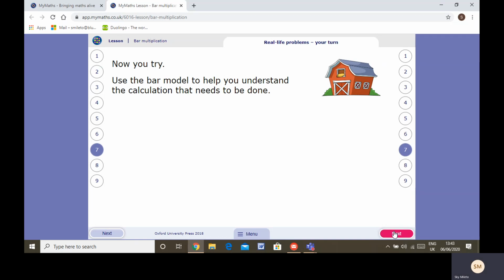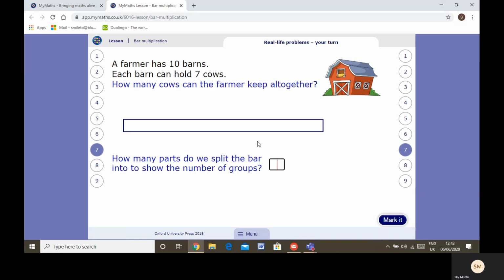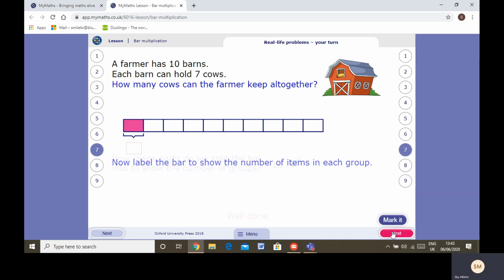So now we're going to try one. A farmer has 10 barns. Each barn can hold 7 cows. Okay, so we know that there are 10 groups of 7 cows. So the first thing we need to do is split this bar into 10. Oh, sorry. I didn't realise I had to type it in. Then we need to put 7 cows into each barn. One of them, and we know they're all equal.